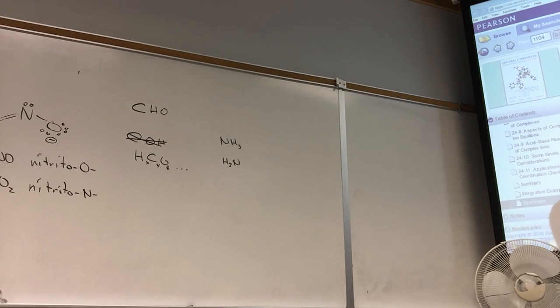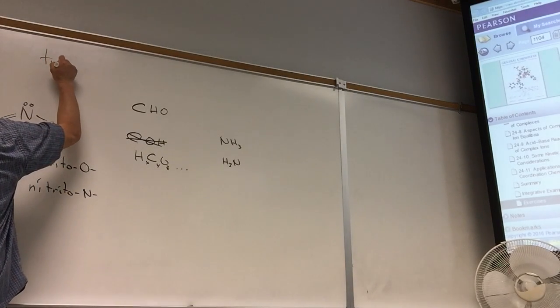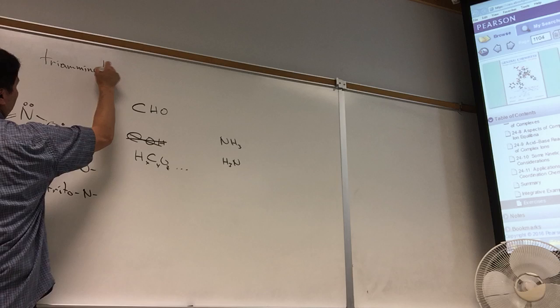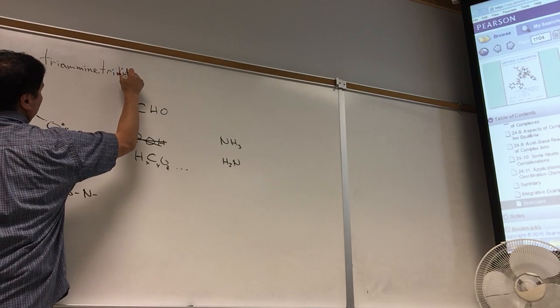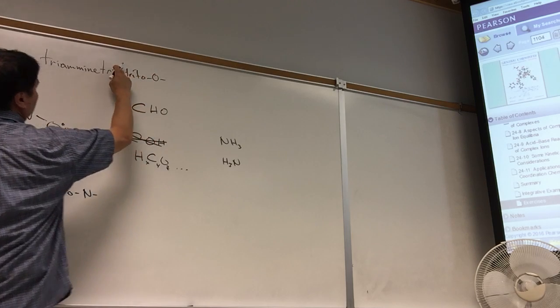And then, number C. All right, let's go alphabetical. Amine, and we call this nitrito-O, right? And so this would be triamine, trinitrito-O. So let's go ahead and write that out. Triamine, trinitrito, hyphen O hyphen. All of them work.